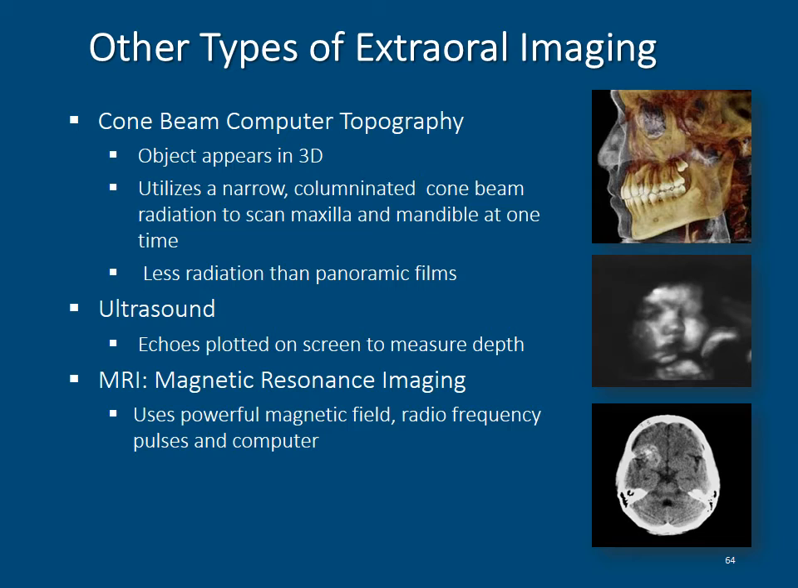We also have ultrasound, which echoes the body parts and images that become plotted on the screen to measure depth. The MRI is a magnetic resonance imaging. It uses powerful magnetic fields, radio frequency, and pulses, and this information is then sent to a computer to create the image.